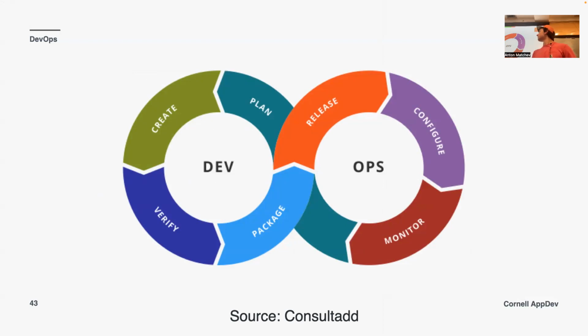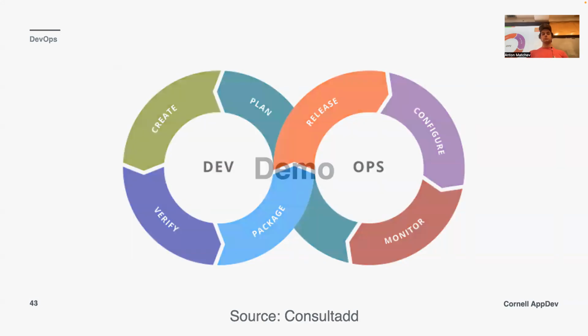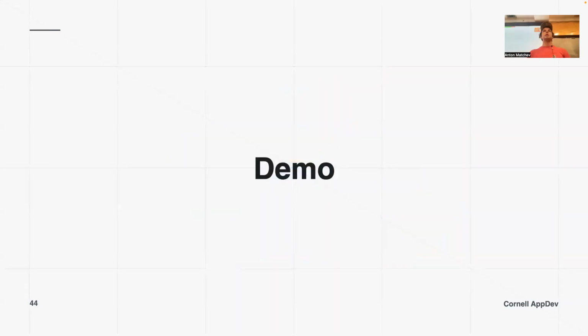So you technically start with this plan step over here. You plan what you're going to do, you create it, you verify your software, you package your software, which is like building your Docker image. You package it, then you release it, you configure it, you monitor it, and then you go back to plan. And that's the cycle of DevOps. And then, yeah, now on to the demo.